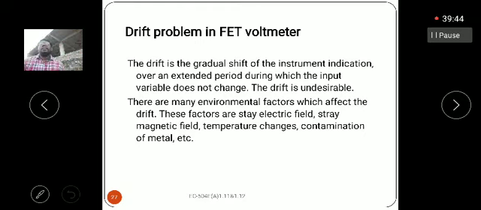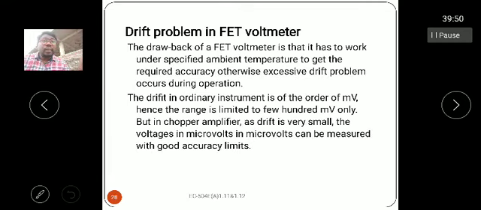Based on that, drift problems may be present in the measuring instruments. The drawback of the FET voltmeter is that it has to work under a specified ambient temperature to get the required accuracy, otherwise excessive drift problem occurs during the operation.